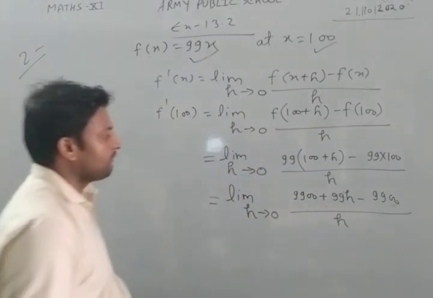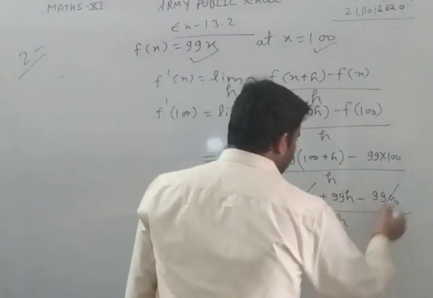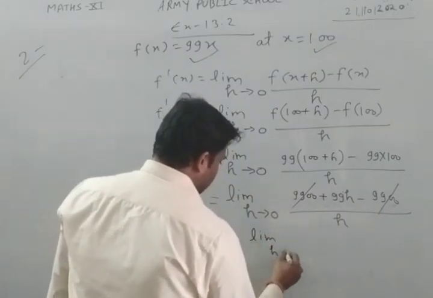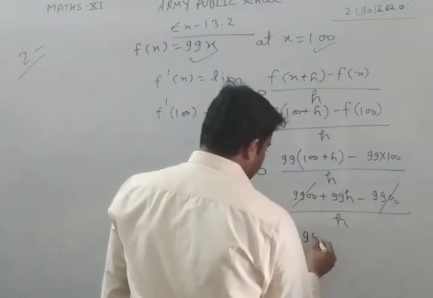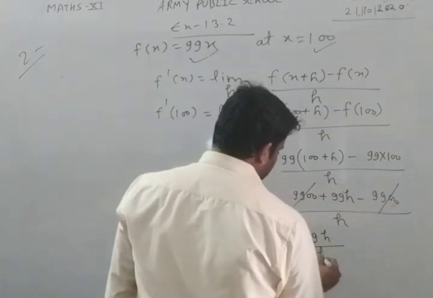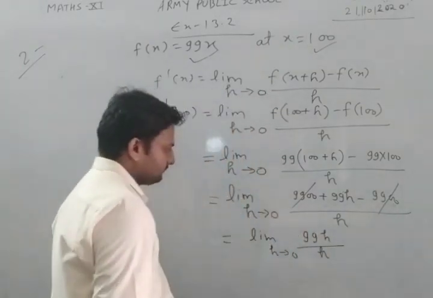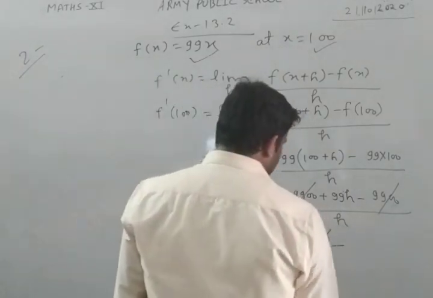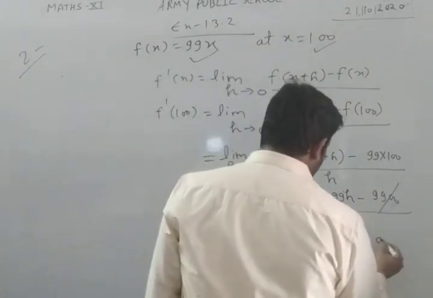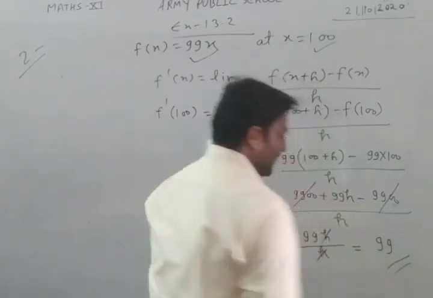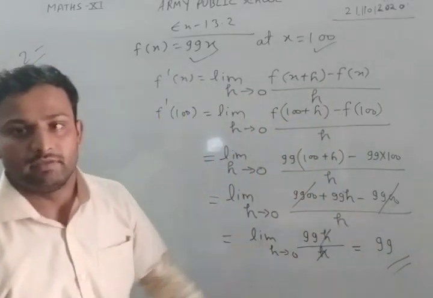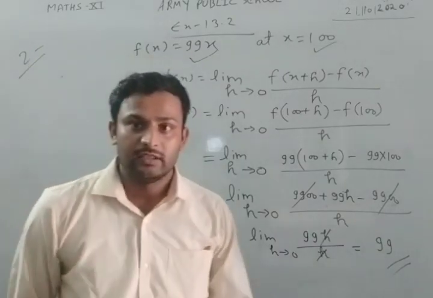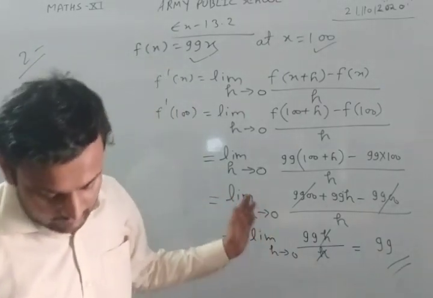Okay, now what we are seeing, this is cancelled. Now we are seeing that limit h tends to 0, 99h by h. Okay, now what we will do, this h will be cancelled, we get the value 99. So it will be the derivative of the function f(x) equal to 99x. So we will find this.